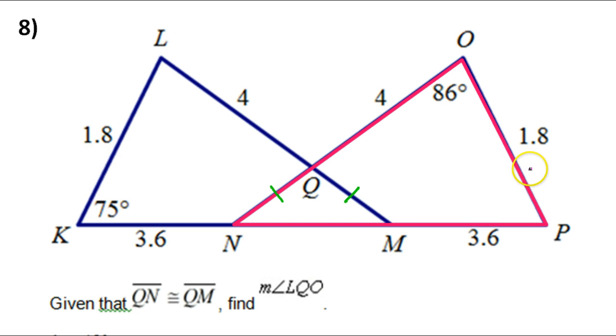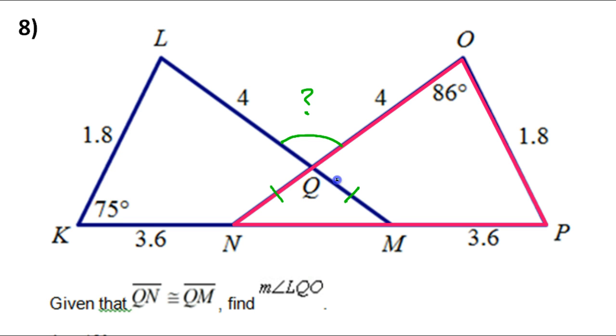The 1.8 is congruent to the 1.8, and the 4 plus the green mark, 4 plus the green mark, those are equal. So all three sides are congruent, so the bottom line is the blue triangle is congruent to the pink triangle. So with that in mind, somehow we're supposed to find the measure of angle LQO. L to Q to O is this angle right here. So this is our target. That's what we have to find the measure of.